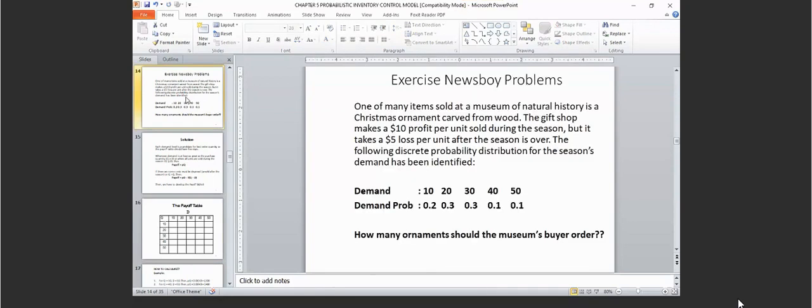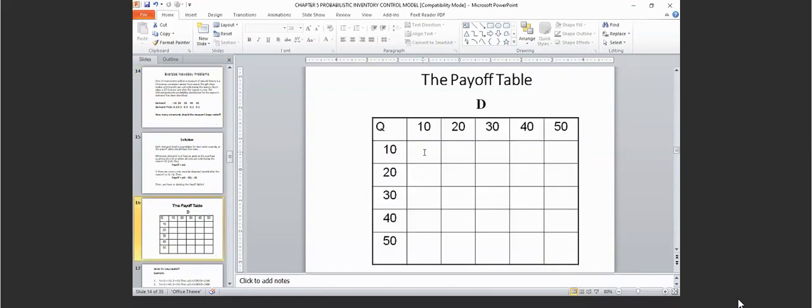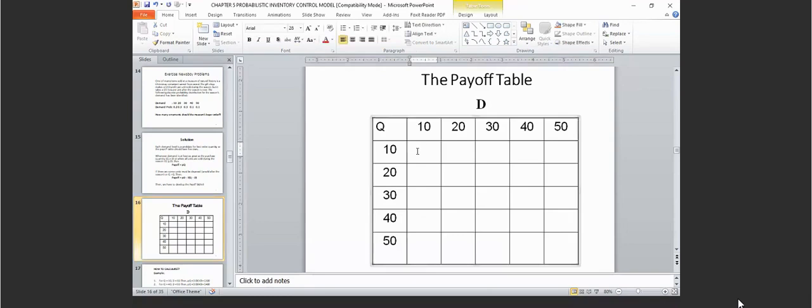Based on this information, the profit per unit is 10 ringgit and the loss will be 5 ringgit per unit after the season is over. So we are able to sell all the ornaments, so we can make a profit of 100 ringgit. All 10 units sold to our customer. So 10 units multiplied by 10 ringgit of profit, we have 100 ringgit here.